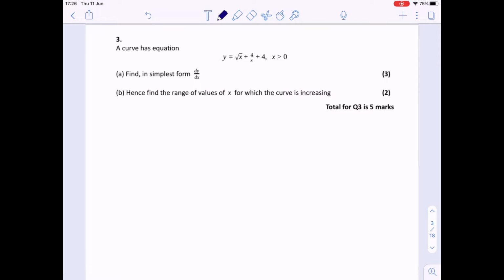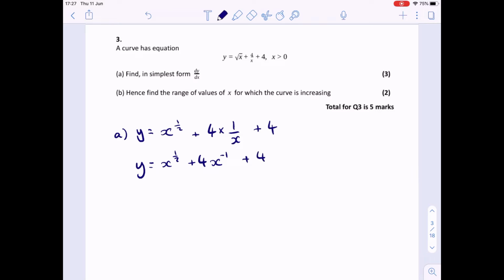Question 3. We have this equation y equals the square root of x plus 4 over x plus 4, where x is greater than 0. Find in the simplest form dy by dx. So the first thing we need to do is rewrite this where everything is written as a power. The square root of x we can write as x to the power of a half. 4 over x, well that's the same as 4 times x to the minus 1. So this is the same as x to the half, add 4 times x to the minus 1, add 4.